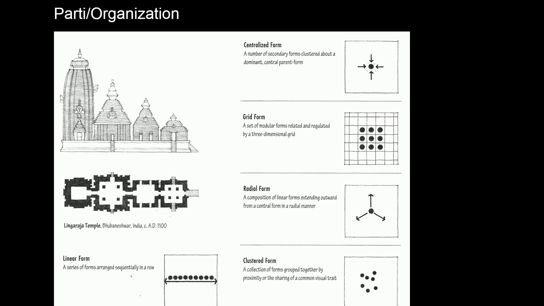When you look at buildings, you're going to say, oh yeah, there's a clustered arrangement, or a centralized arrangement of spaces at one end of that structure. So here's an example of a temple in India, and this is an example of a linear arrangement. There are a series of spaces that are arranged in this line.